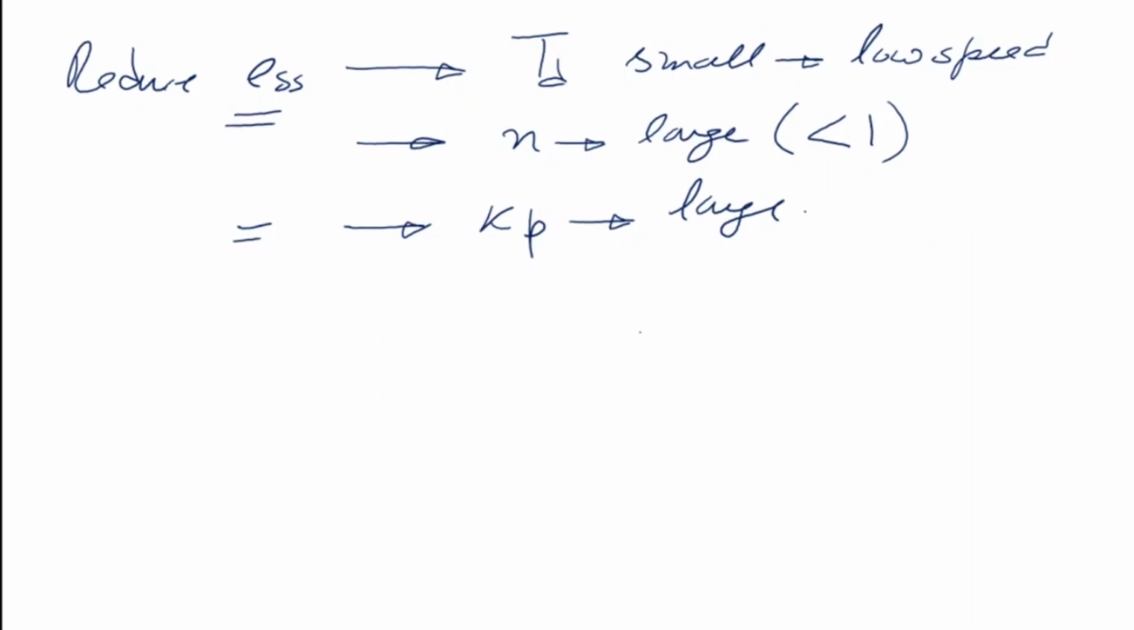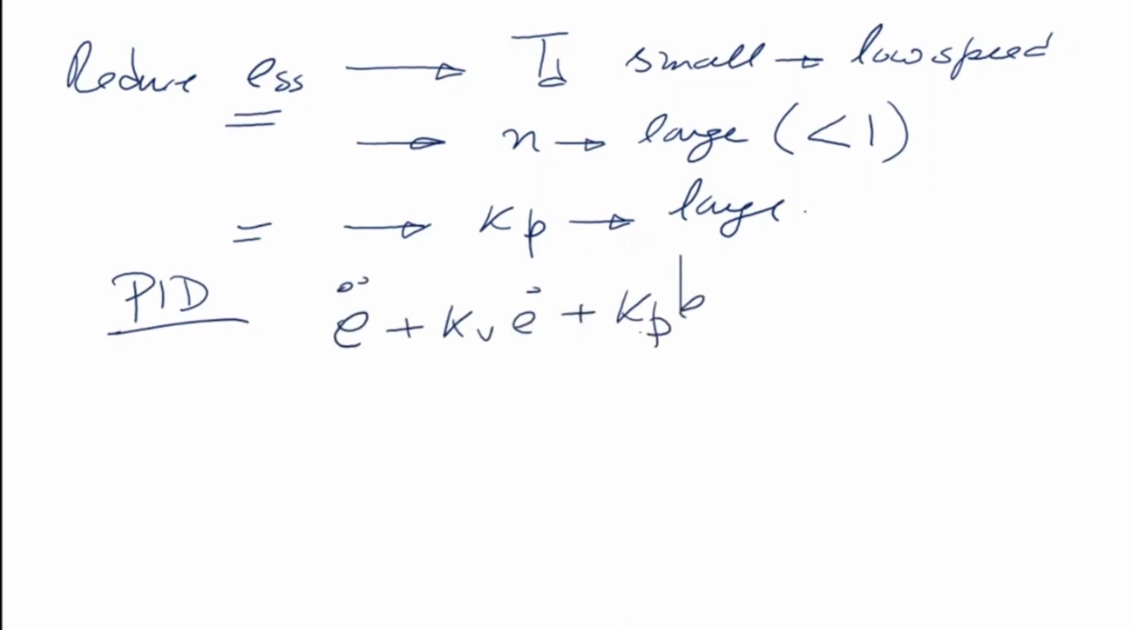Now, if you want to get rid of this steady state error, what we can do is add an integral term. So that is the next type of controller, which is your PID controller, in which we have E double dot plus Kv into E dot plus Kp into E plus Ki integral E dt is equal to F disturbance. So this is my P term, this is the D term, the derivative term, and this is the integral term.